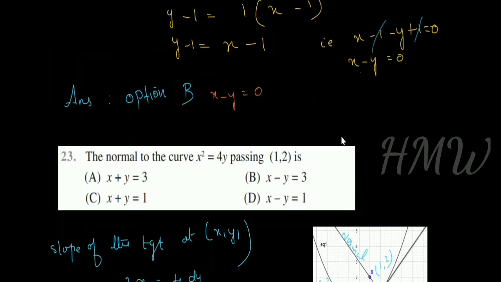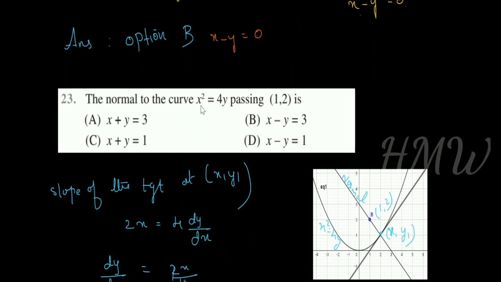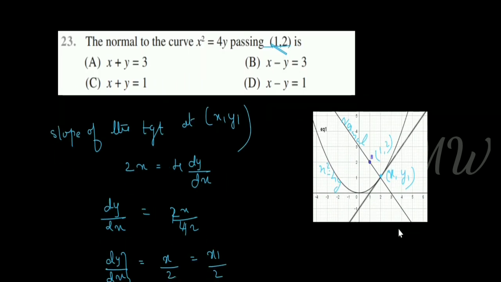Question number 23. The normal to the curve x² = 4y passing through. The normal is not at, it is passing through. Suppose this is the tangent and this is the normal. The normal is a line that is perpendicular to the tangent. So the normal is passing through (1, 2). This point we don't know, so let us take it as (x1, y1).